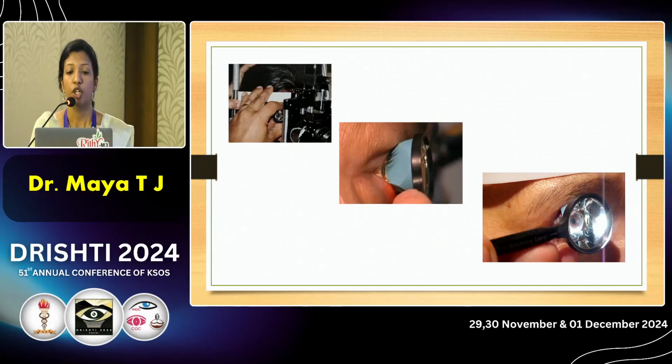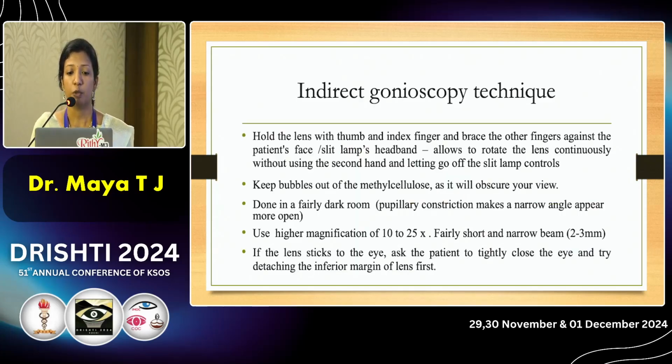This is how the patient should be seated, how the lens is held in position. In direct gonioscopy, hold the lens with thumb and index finger and brace the other fingers against the patient's face or slit lamp's headband. This allows you to rotate the lens continuously without using the second hand and letting go of the slit lamp controls. Keep bubbles out of the methylcellulose as it will obscure your view.